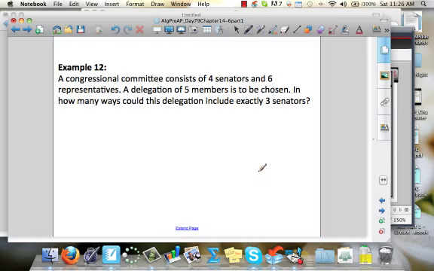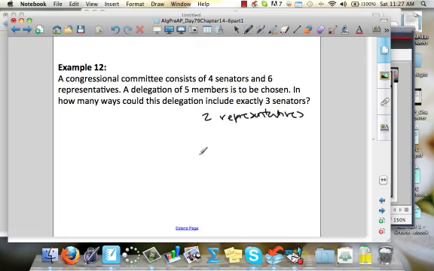A congressional committee consists of 4 senators and 6 representatives. A delegation of 5 members is to be chosen. In how many ways could this delegation include exactly 3 senators? Okay, so what we're talking about here is, if there are 5 members that are going to be chosen, there has to be 3 that are senators, so that means there are 2 that are representatives. Okay?